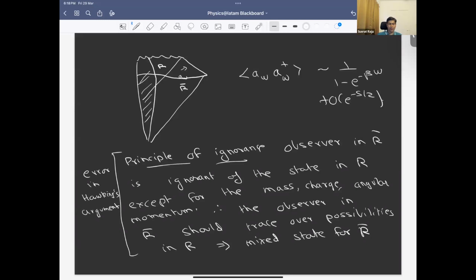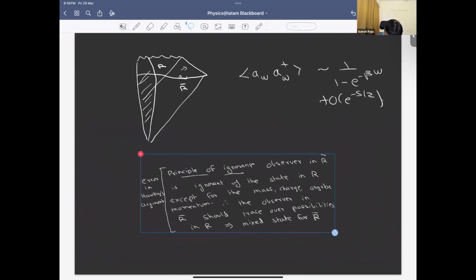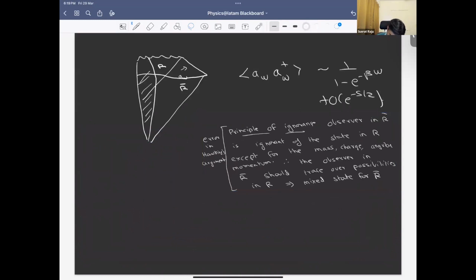But you see, this is incorrect because this is assuming that gravity localizes information the same way as ordinary quantum field theories. And we've spent now a lot of time trying to explain why that is not the case. So in fact, we should replace the principle of ignorance with the principle of information. So let's shrink this. What we have is that observables in R bar completely fix the state of R.